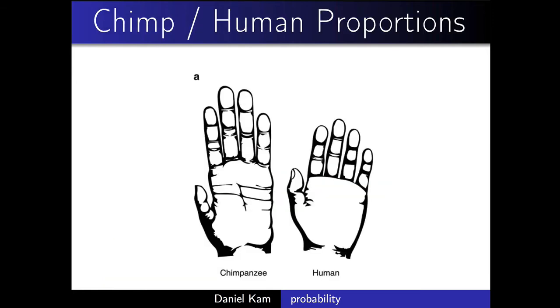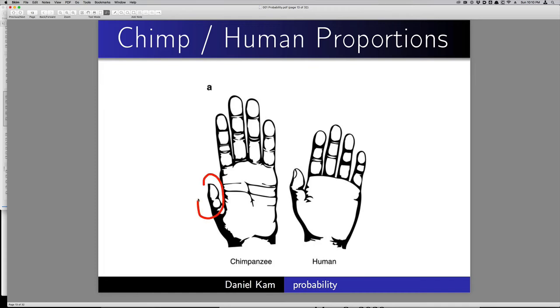Ratios can also be used when you're trying to compare things in science. For instance, in this picture, we're comparing chimpanzee hands to human hands. Although if you look at the thumbs here, the human thumb and the chimpanzee thumb, the sizes of the thumbs are very similar.